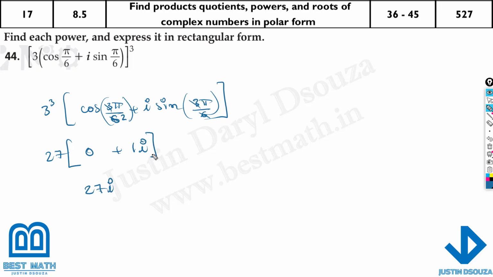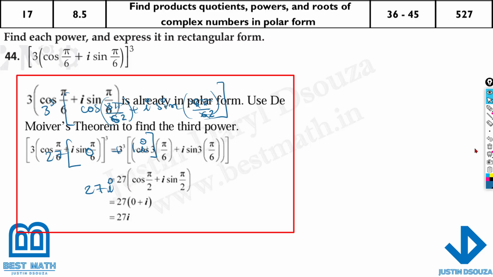So that is going to be 27I. That is the answer. But please do use the calculator to check the value. Cosine pi by 2 is 0. Sine pi by 2 will be 1, because I'm cancelling over here 3 and 2. And the real part is 0. The imaginary part remains. 27I is the answer.